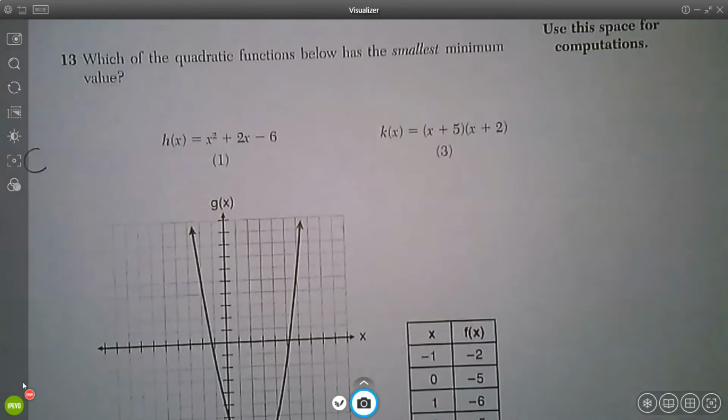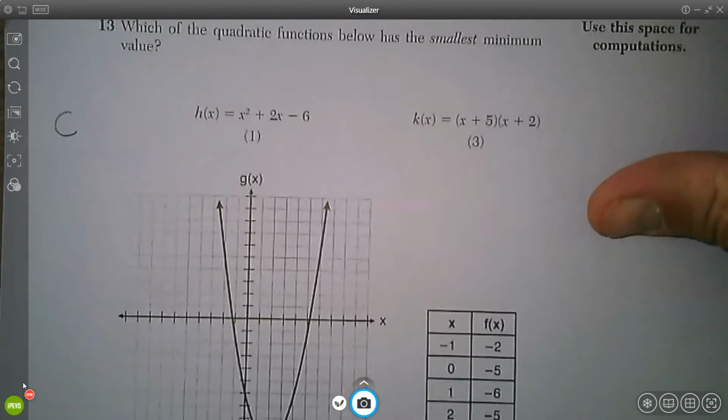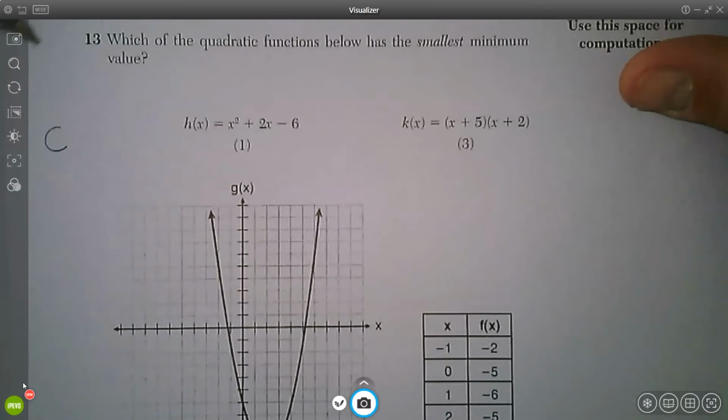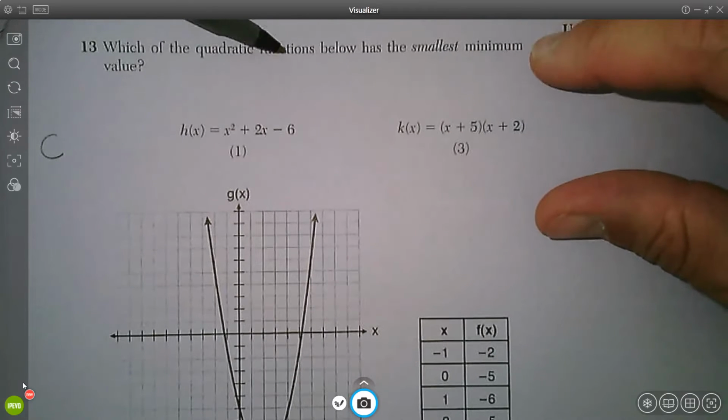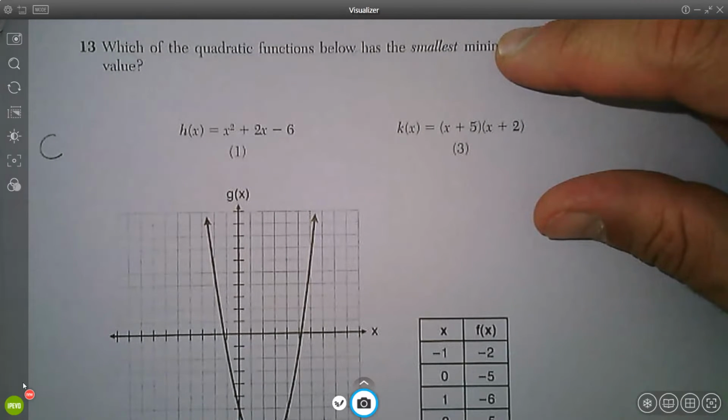In this video, we're going to cover numbers 13 through 24, the rest of the multiple choice. Which of the quadratic functions below has the smallest minimum value?